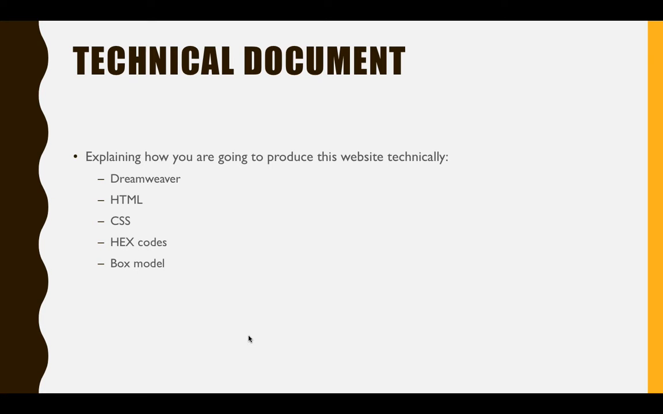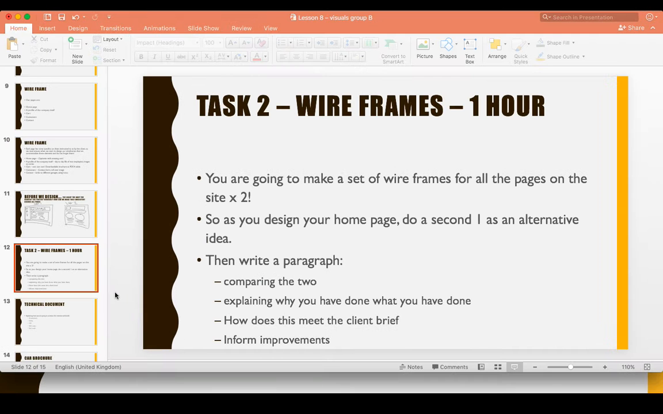So when you wrote about CSS and HTML and things like that in your assignment 1, you're going to do something similar for this assignment. So it's just a paragraph explaining how you're going to produce the website technically. So you're going to talk about Dreamweaver. So you would say Dreamweaver is a web design and development software where you use HTML and CSS and JavaScript. I've accidentally forgot JavaScript off there.